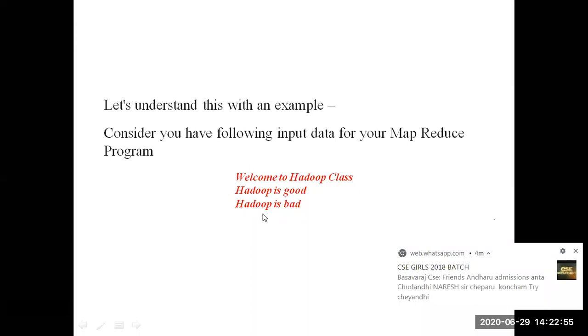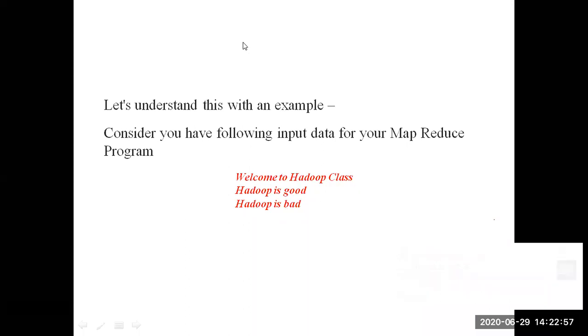To understand the 4 phases, we are taking an example. I have: Hadoop is good, Hadoop is bad. The aim here is I want to analyze and process this data to know how many times each word is repeated. What is the frequency of each word? If you observe here, welcome frequency is 1, to frequency is 1, Hadoop frequency is 3, class 1, is 2, good 1, bad 1.